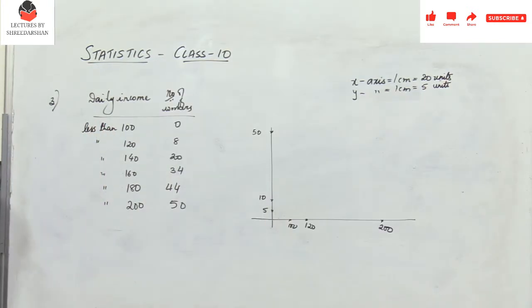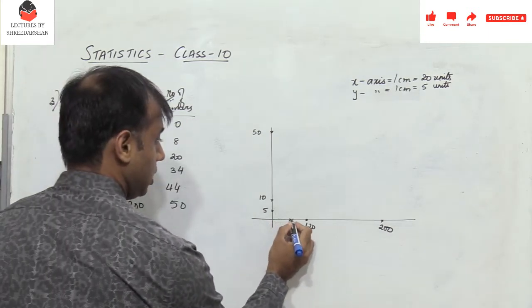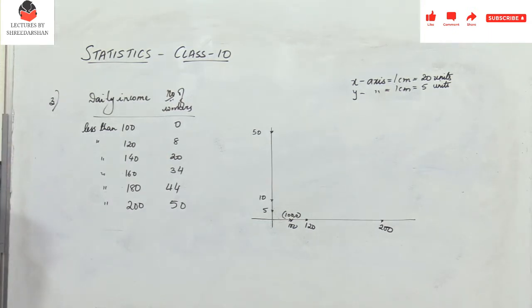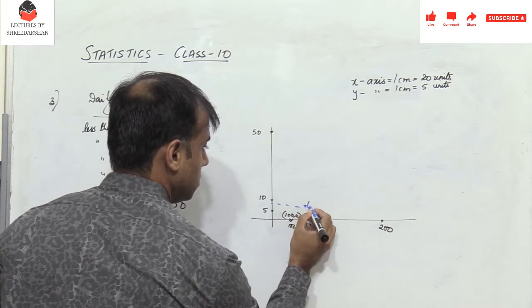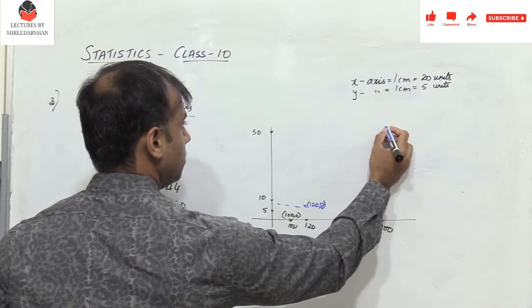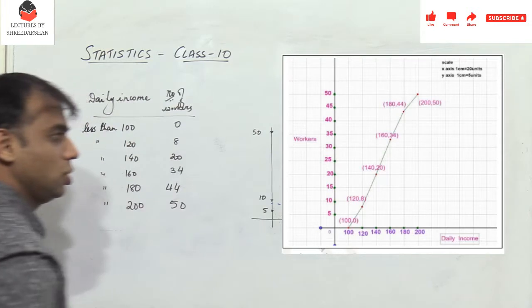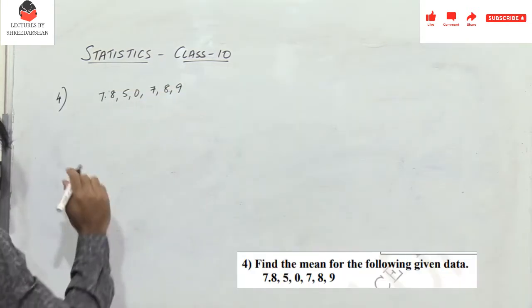So less than 100 is 0. So we have a point here along the x-axis. So this is going to be 100 comma 0. Next, less than 120 is going to be 8. So I have 120 and 8 is here. So 120 comma 8. And similarly 200 will be 50. So you join the points, so you'll get a graph like this. So now you can see the graph on the screen. So this is how we draw the graph for the given data here. So moving on with the next problem. So find the mean for the given data.